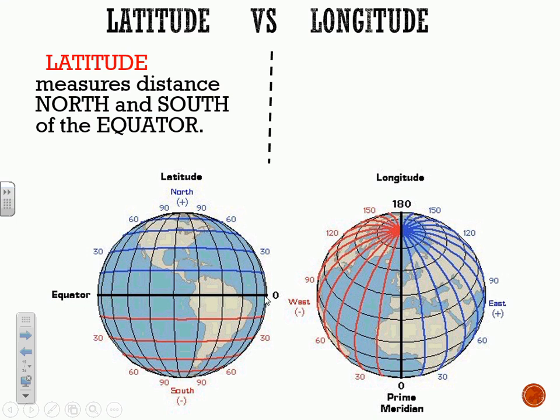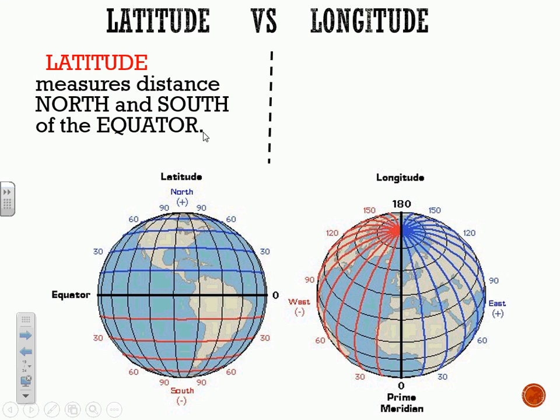One way to help you remember that the lines going this way are latitude is to think of a ladder. It looks like you're climbing up a ladder. So latitude runs north and south of the equator. On your note sheet, you're writing down: latitude measures distance north and south of the equator. That's latitude. Then we have longitude.